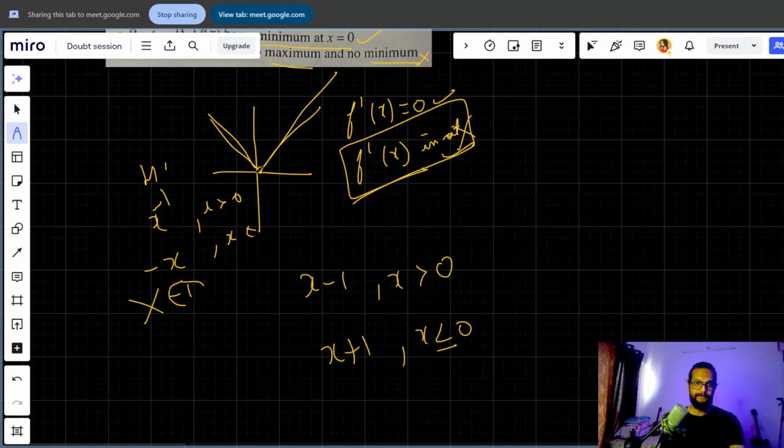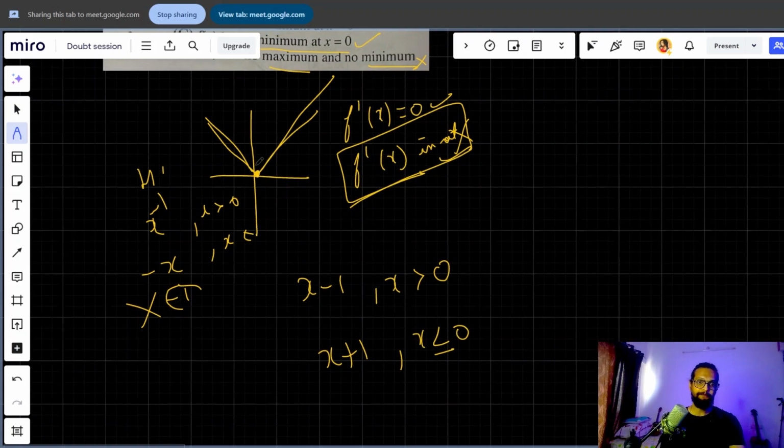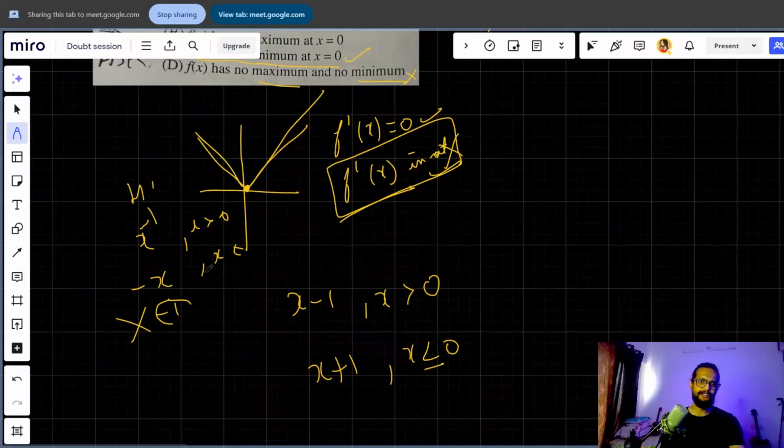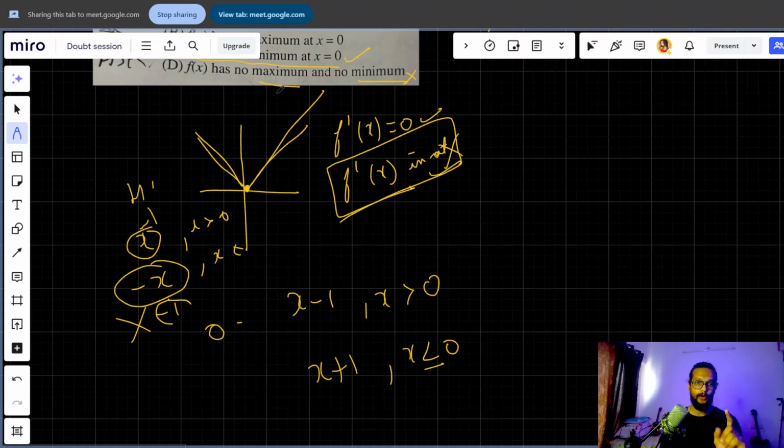At the same time, the moment you have established that it is not derivable, but is it continuous? Yes, it is continuous, because in the function, if I'm putting x as 0 from the left hand side or from the right hand side, the answer is coming out to be 0, which means it is a continuous function. So at the point where the function is not derivable, yet it is continuous, let's check whether it is the minimum point or not.